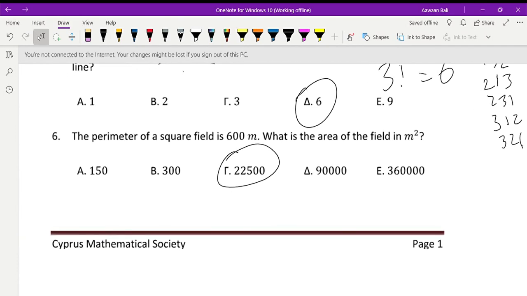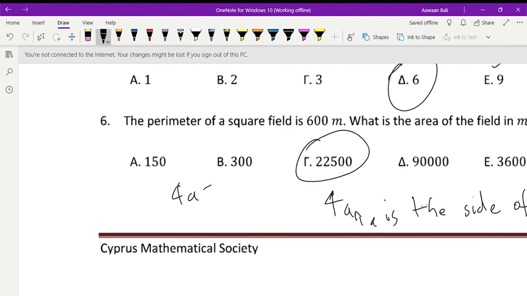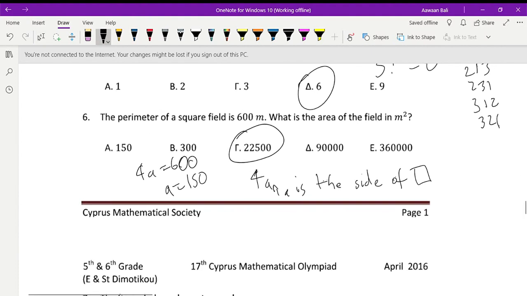The perimeter of a square field is 600 meters. What is the area of the field in meters squared? So we know that the perimeter of a square is 4a, where a is the side of a square. Now basically, if we say 4a is 600, everything will be in meters, so we don't have to convert it into any other unit. We can just say a is 150, since 600 divided by 4 is 150.